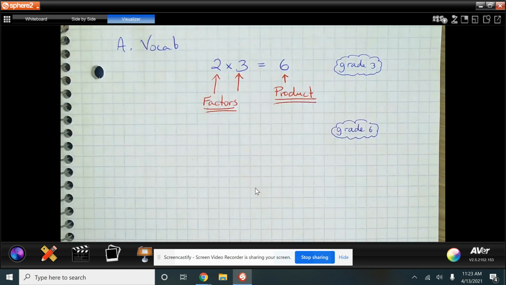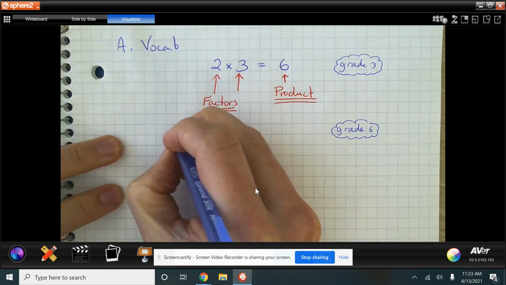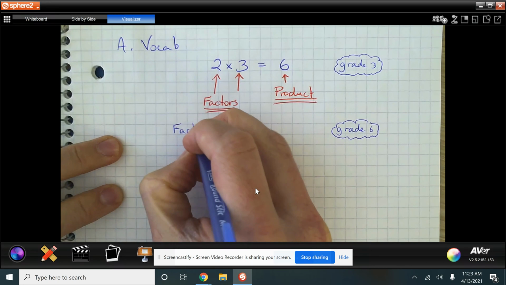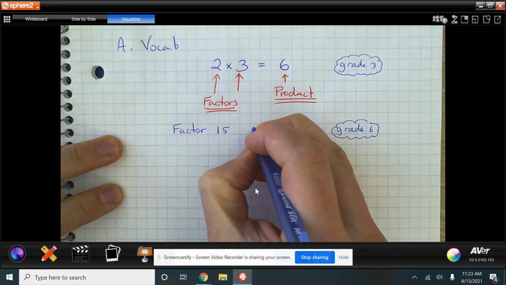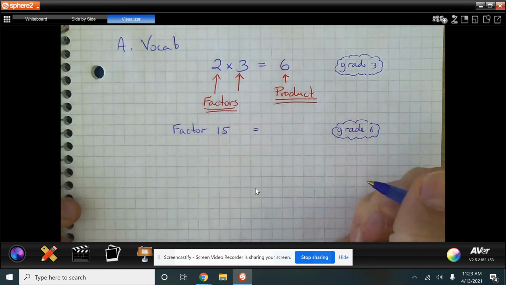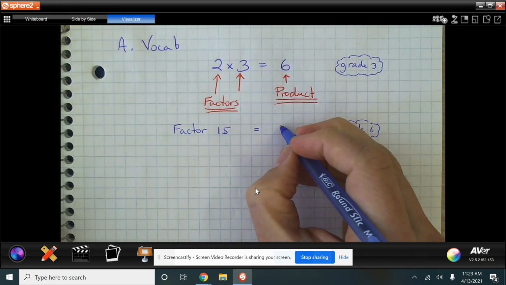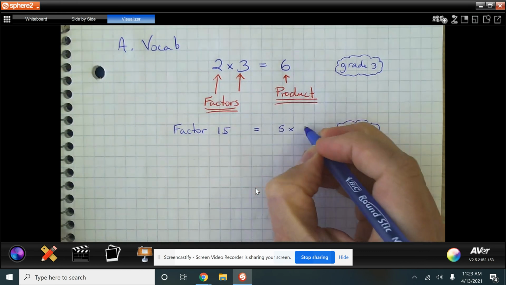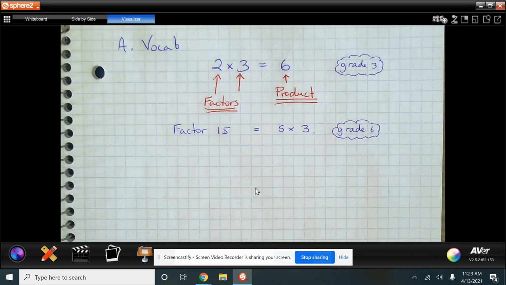So in grade 6, your teacher would then say, all right, here's what I want you to do. I want you to factor 15. In other words, I want you to find the 2 numbers or 3 numbers or whatever numbers that multiplied together give you 15. And that, of course, was 5 times 3. So that's called factoring. And that is what we're going to be doing today.